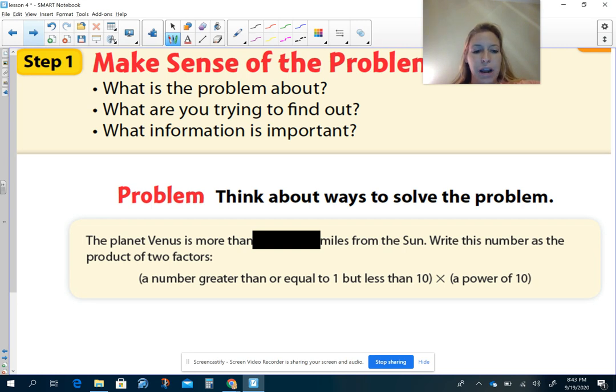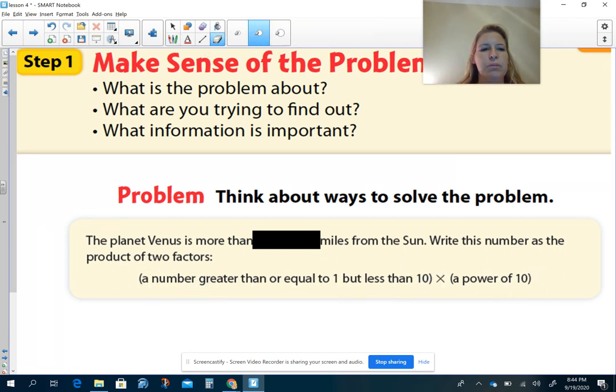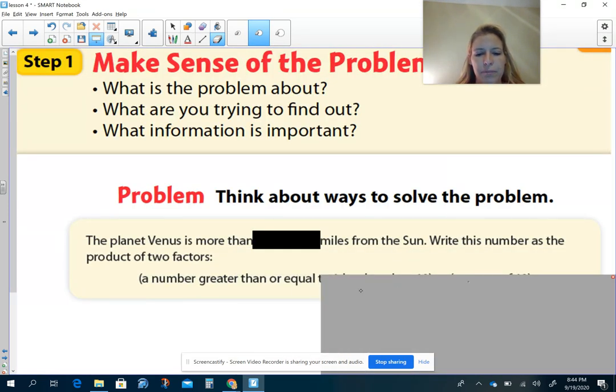It wants us to write this number as a number that is greater than or equal to 1, but less than 10 times a power of 10. Think about that for a moment. A number that is greater than or equal to 1, but less than 10 times a power of 10. Okay, so we're going to break those two up, okay? So let's do this part a little bit at a time. So let's think of a number right there that is greater than or equal to 1.